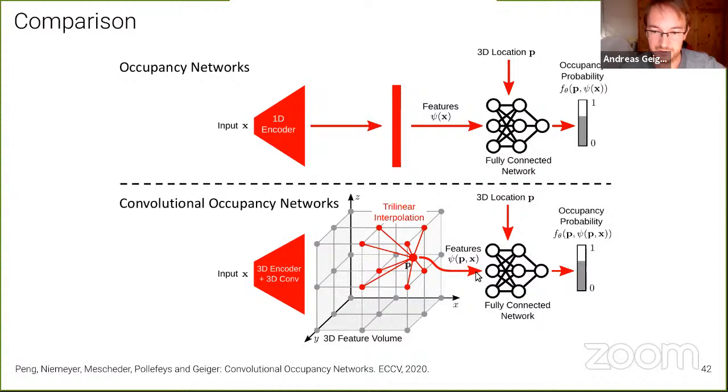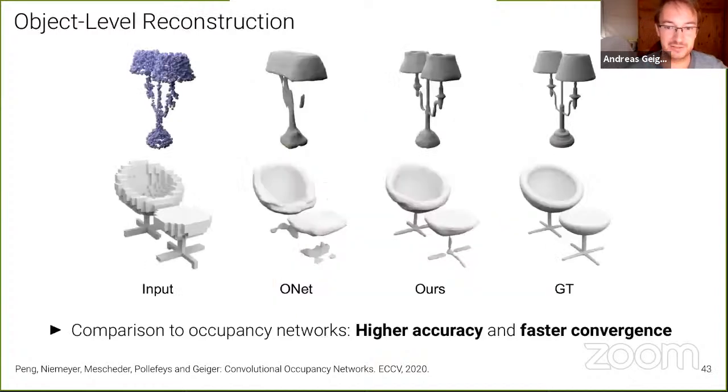And then we put these features as input to the fully connected network, basically the same one as here, but it can be more shallow now because we have more powerful features, which also takes the location as input and predicts the occupancy probability. And it turns out that this simple trick helps in scaling these models from simple objects to complex objects and from single objects to entire scenes.